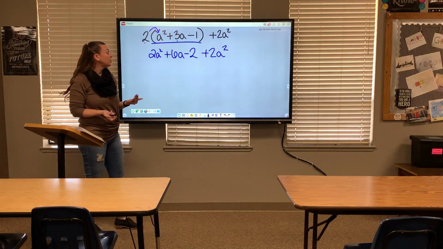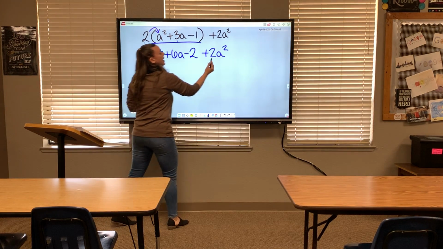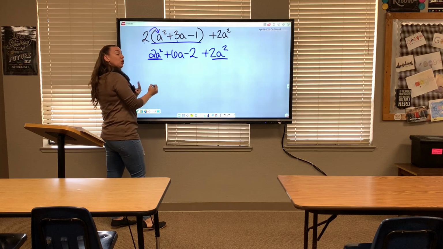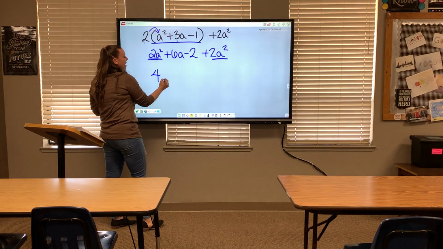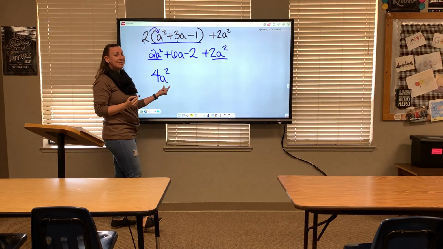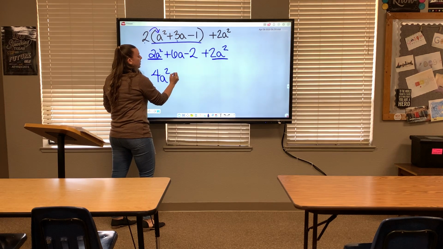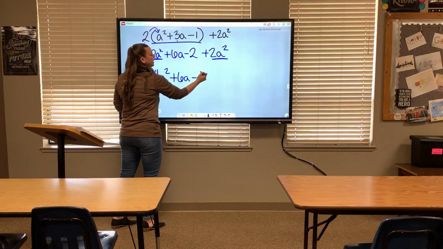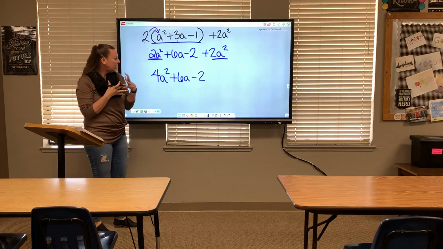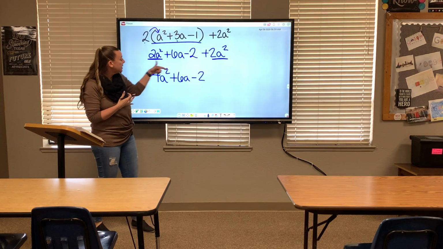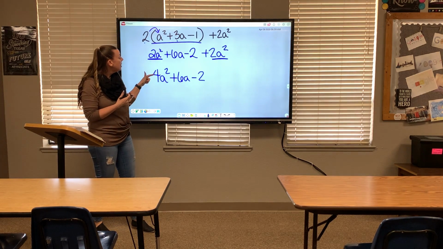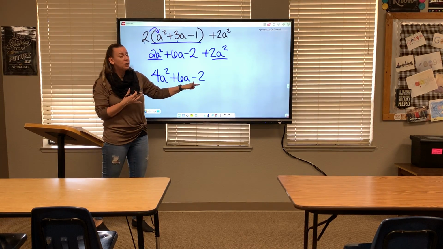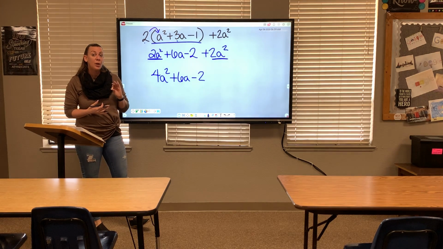Now I combine like terms. I have a 2a squared and a 2a squared. That's going to give me 2 plus 2 is 4a squared. The a squared stays the same. And then I have plus 6a minus 2. And once again, I should double check, make sure that it goes in descending order, which it does. And then I have 1, 2, 3 terms. If I were to classify it, it is a trinomial.